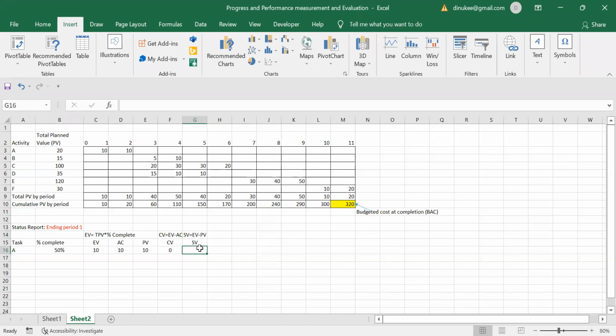So in schedule variance, schedule variance එකේදී බලන්නේ අපි earned value එකෙන් planned value එක අඩු කරලා බලනවා. එතන schedule එකේ variance එකක් තියෙනවද කියලා. So according to this example, earned value is 10. From that earned value, I have deducted the planned value. So planned value is also 10. That means the schedule variance is 0 here, right? So this is the status report for the ending period 1, right?